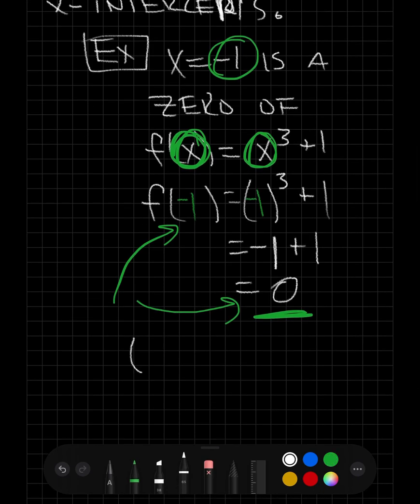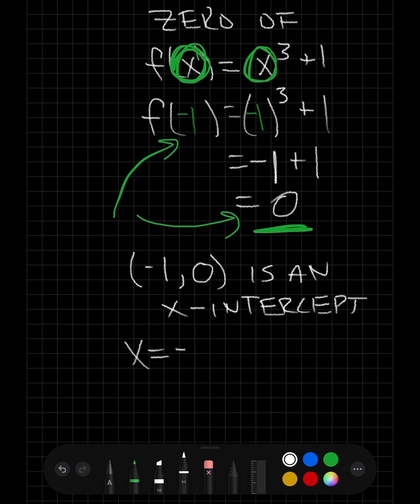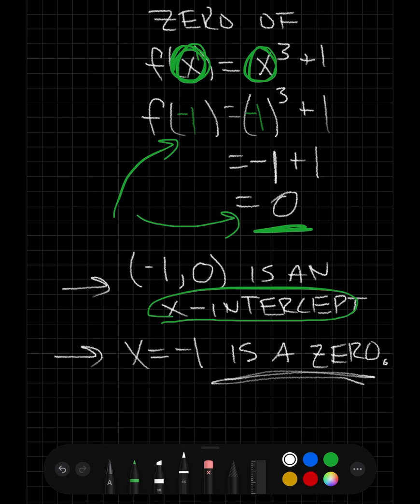If I were talking about this as an x-intercept, I might tell you the point (-1, 0) is an x-intercept. And I might tell you x equals -1 is a zero. So these are two different ways of talking about this, calling it either an x-intercept or a zero. It just depends on context, what you want to say. If we're talking about graphing, we're going to want to talk about x-intercepts. If we're talking just about solving equations, we usually will say it is a zero. Just a little bit of math grammar there for you.